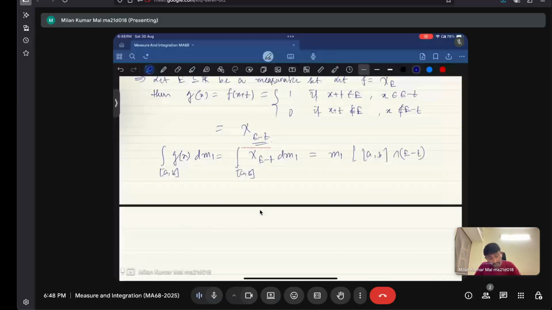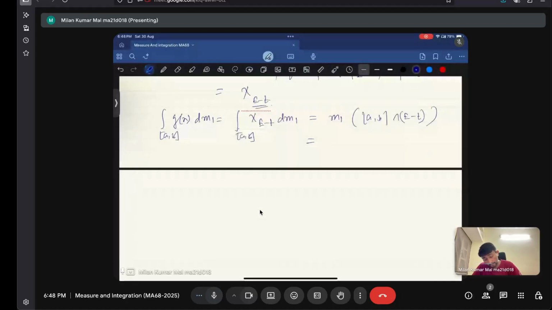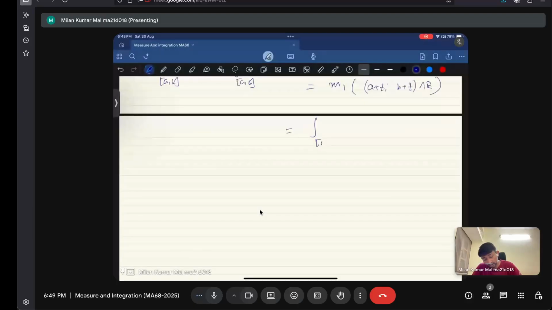And the measure of this set is actually the same as the measure of m1 of (a plus t, b plus t) intersection E. This is the same because measure is translation invariant, that we know. M1 is translation invariant. So that means this can be written as the integral from a plus t to b plus t of the characteristic function of E d mu, which equals the integration of f.